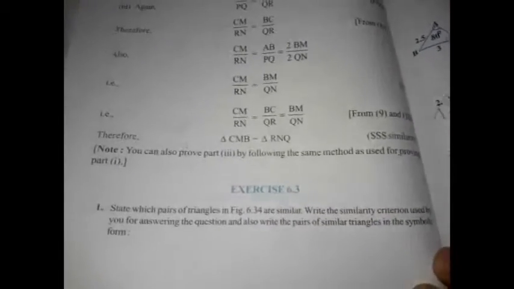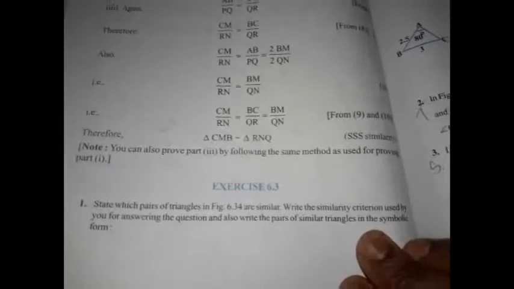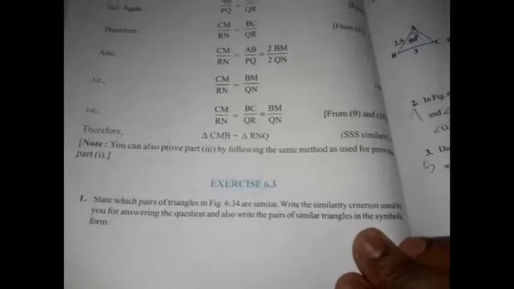Now we are going to solve exercise 6.3 based on all these criteria, right? Now let us solve exercise 6.3. First question: state which pairs of triangles are similar. Write the similarity criterion used by you for answering the question, and also write the pairs of similar triangles in the symbolic form.